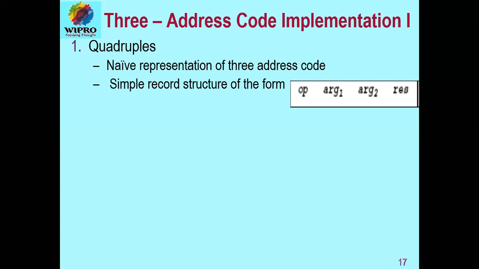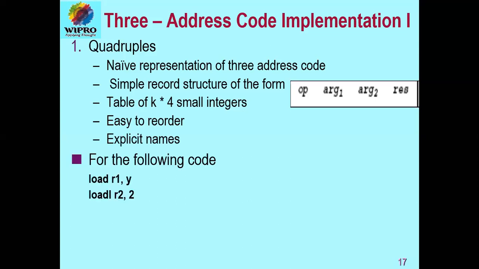X plus Y, right? So 2 operands, argument 1, argument 2. And the result, sorry, plus is the operation, X, Y are the 2 operands, and the result is T1. That is where the result is. So we can represent them easily. Okay, just have a look at the order.